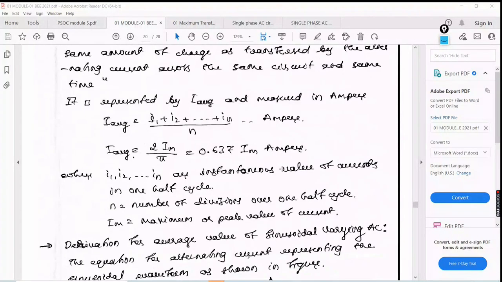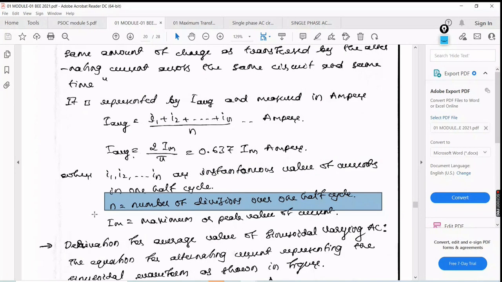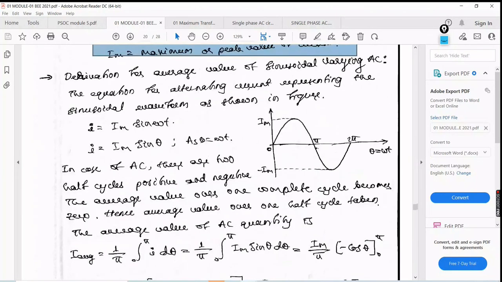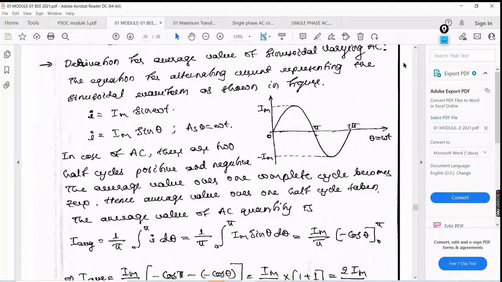I1, I2, IN are the instantaneous values of the currents at the particular instant. N is the number of divisions. Im is the maximum current, if you consider I equal to Im sine omega t. Then the derivation for the average value of the alternating, sinusoidally varying quantity.